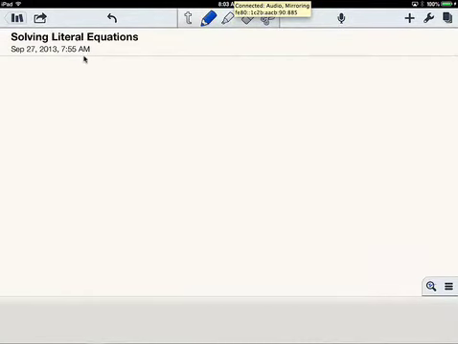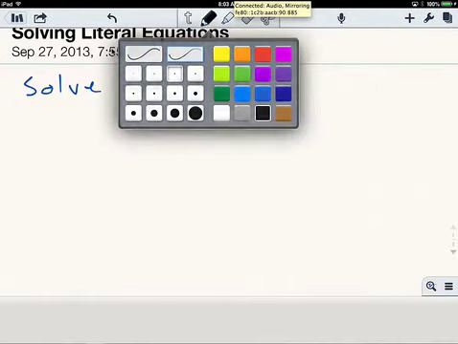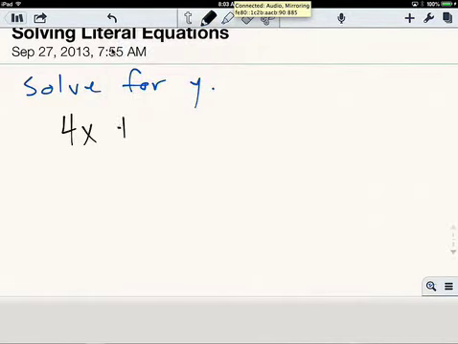Hey there, algebra students. We're going to do a little practice with rewriting formulas, or sometimes it's called solving literal equations. You'll look at a problem that says something like solve for y, and then you'll get this crazy looking thing that says something like 4x plus 3y equals, we'll say, 13 for whatever reason.